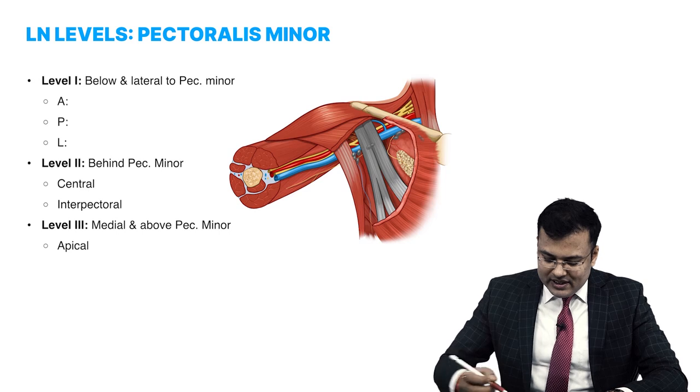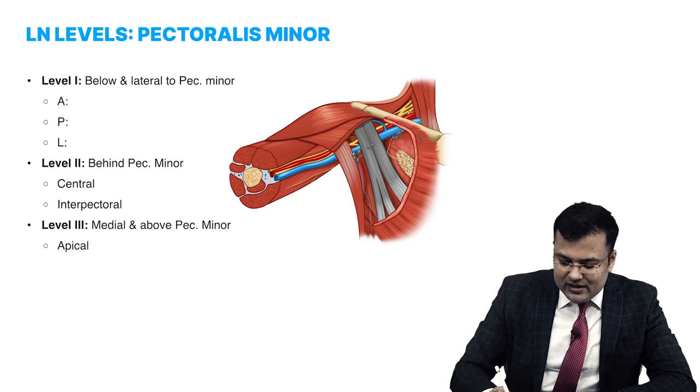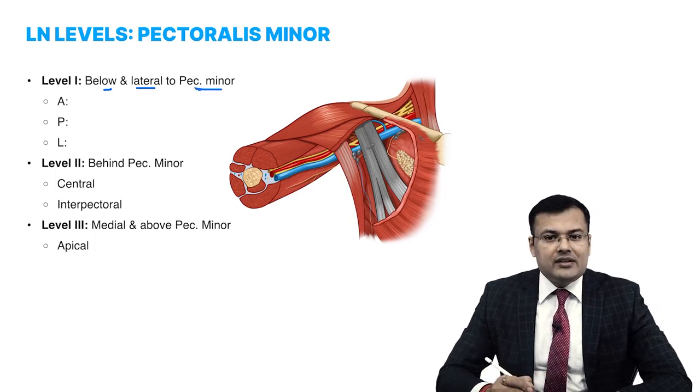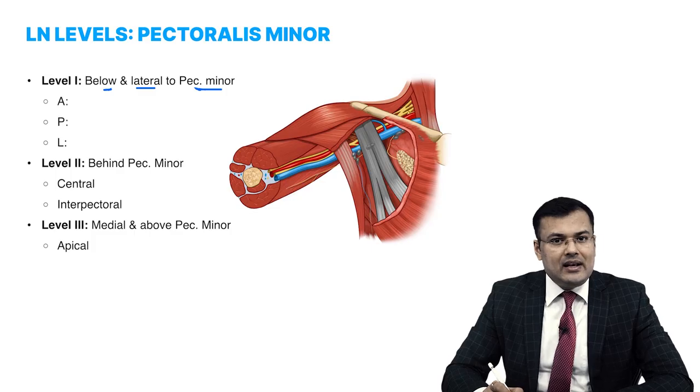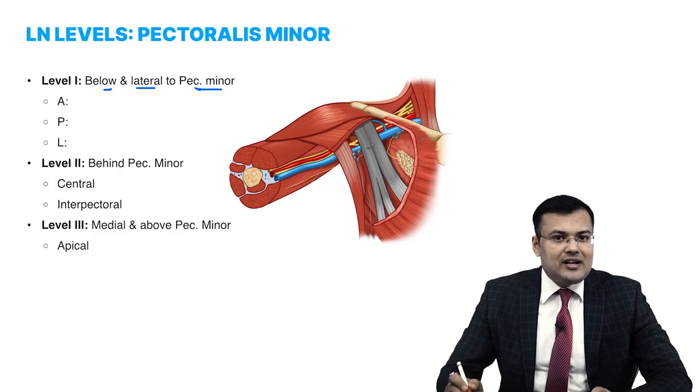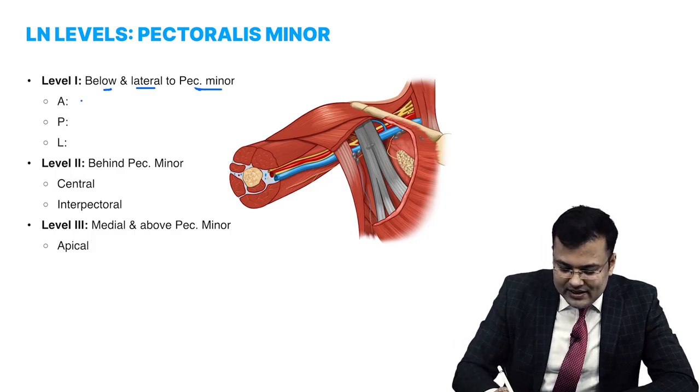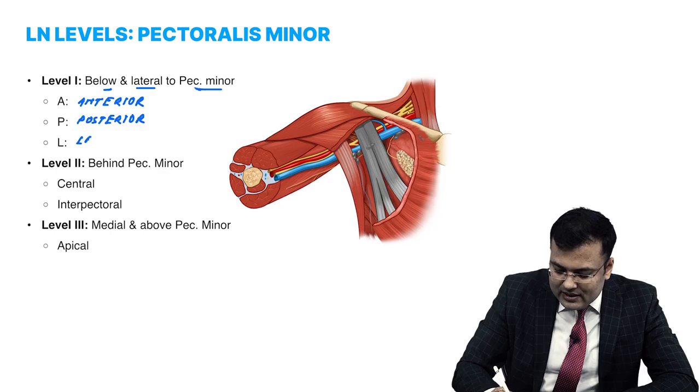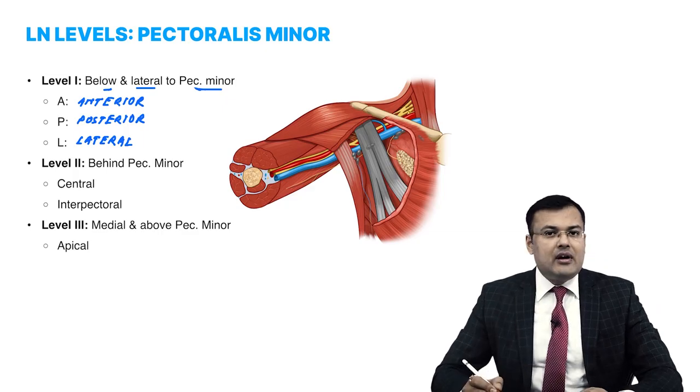Clear? So in this you can see that this is level 1. It is located below and lateral to pectoralis minor. It is further divided into 3. APL. How to remember? APL, Andhra Premier League, mnemonic is Andhra Premier League. So A, that is anterior. P, that is posterior. And L, that's lateral. So anterior, posterior, lateral.